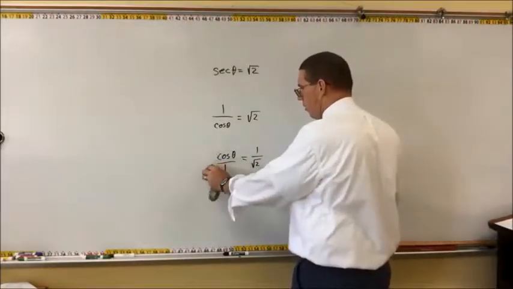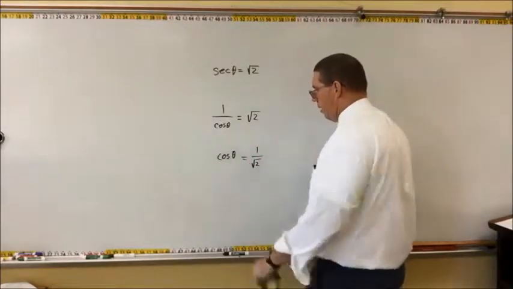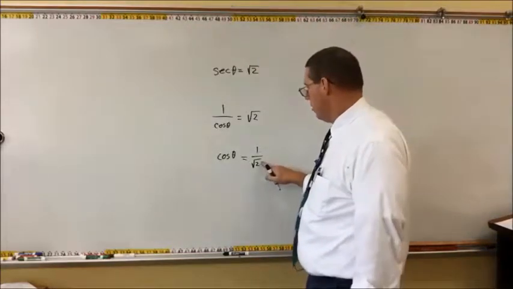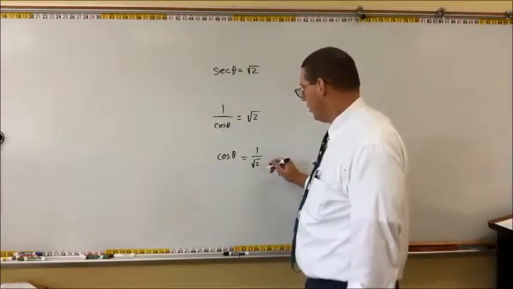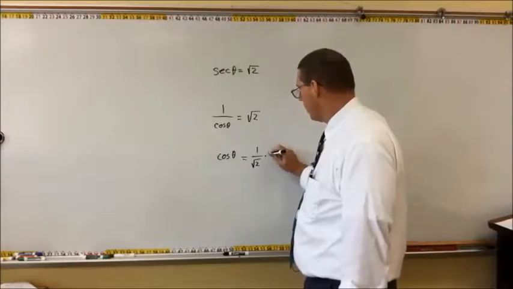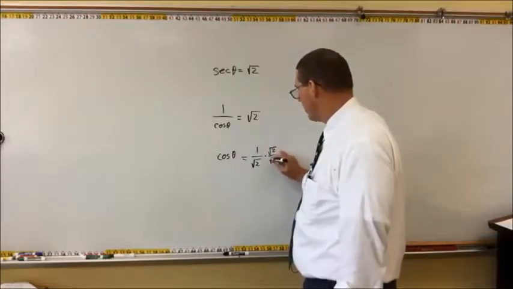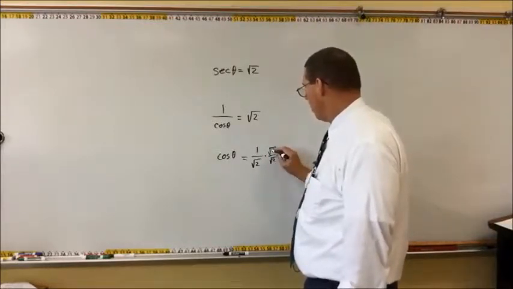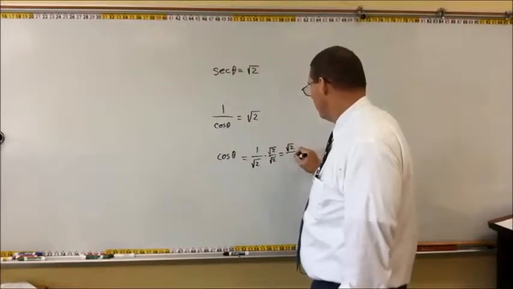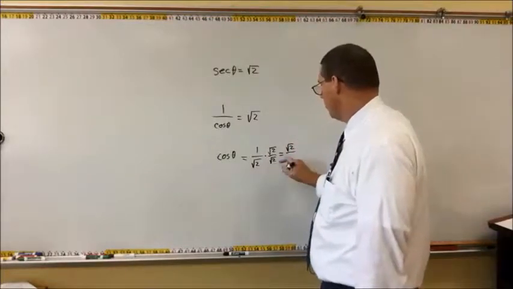Now, cosine over 1 is just cosine. Well, this now has a radical in the denominator, so we need to rationalize the denominator. So I'm going to do the square root of 2 over the square root of 2. And now square root of 2 times 1 is the square root of 2. And square root of 2 times square root of 2 is 2.